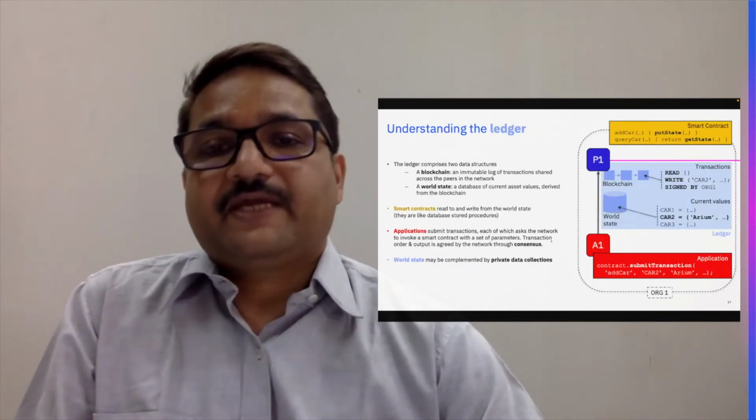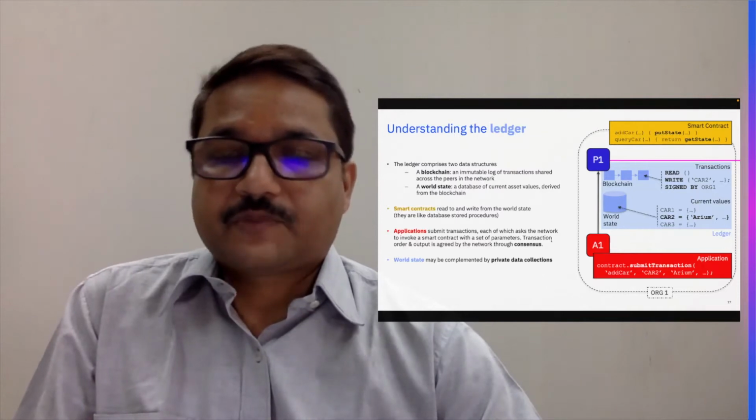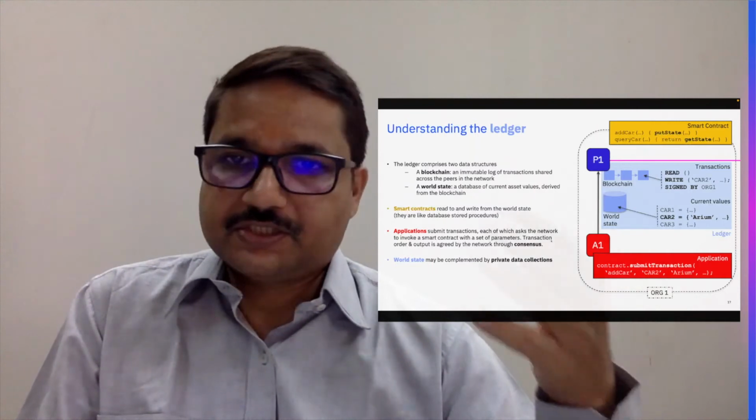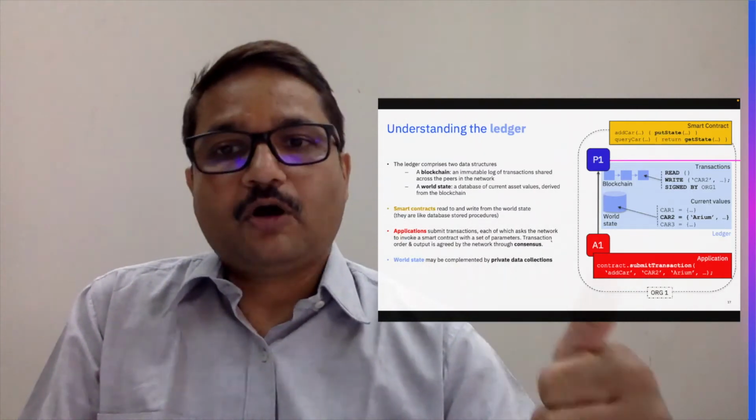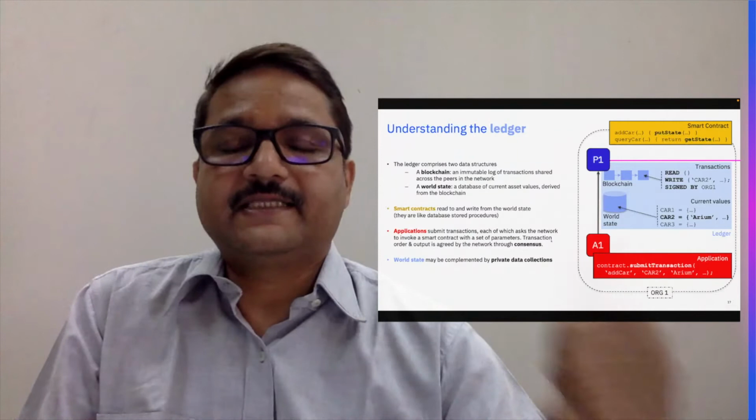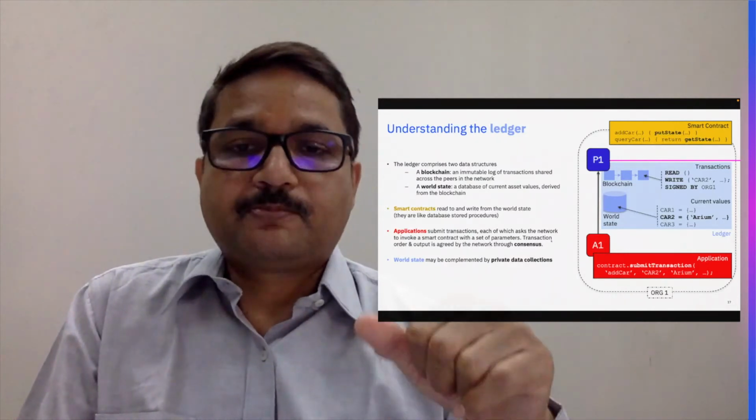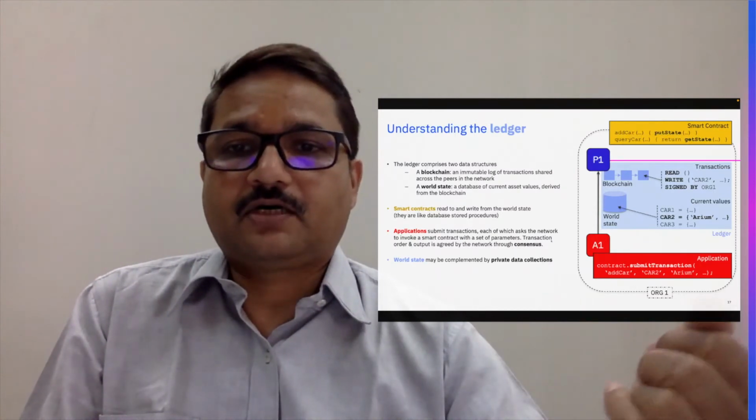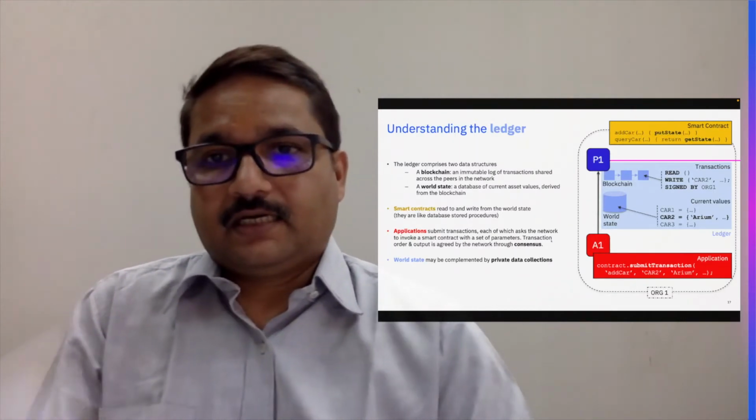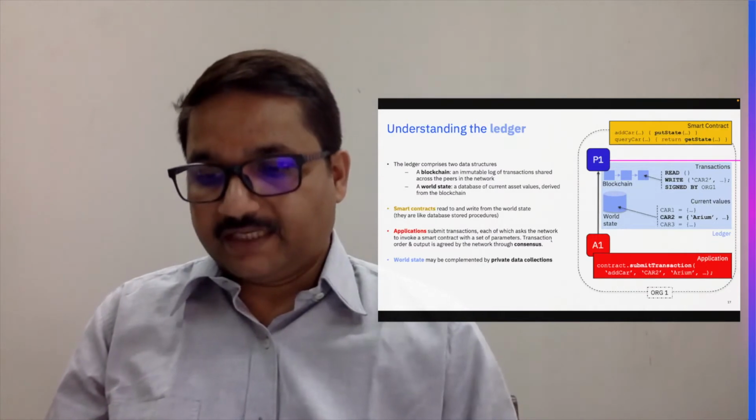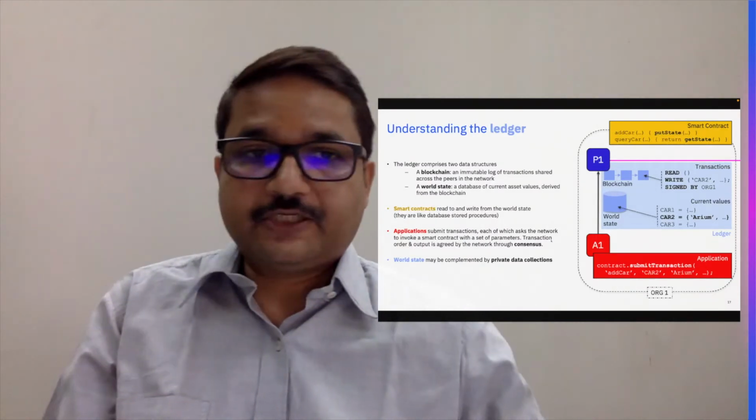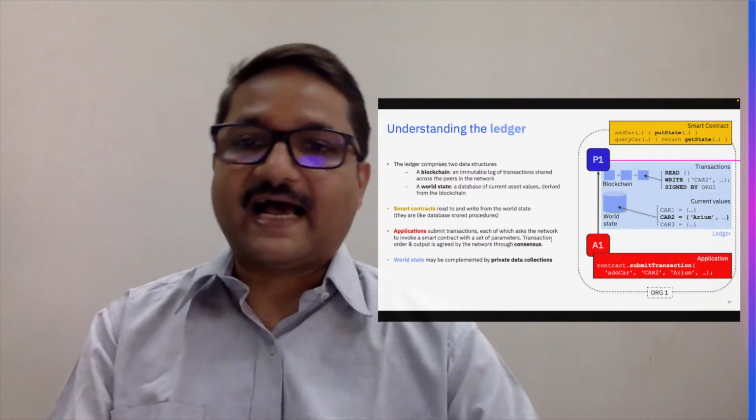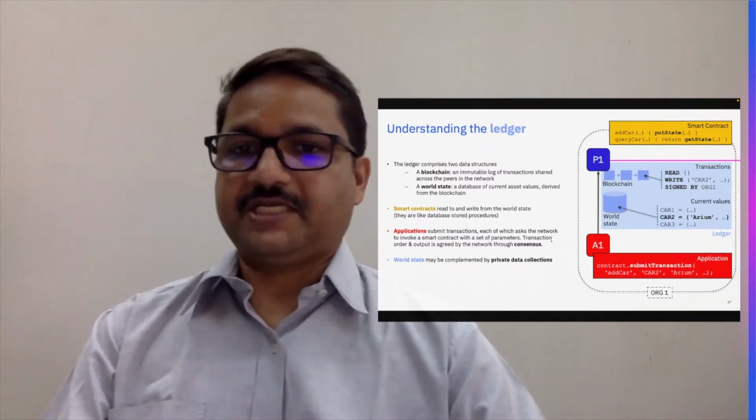So let's go ahead and try to understand the ledger. From a Fabric point of view, the ledger comprises 2 data structures. One is the blockchain, as we call it, and second, the world state. The blockchain is the immutable log of transactions which are shared across different peers in a network. This is where we talk about immutability, where anything that you record on a blockchain ledger in the form of a transaction is stored as is and cannot be edited or changed.